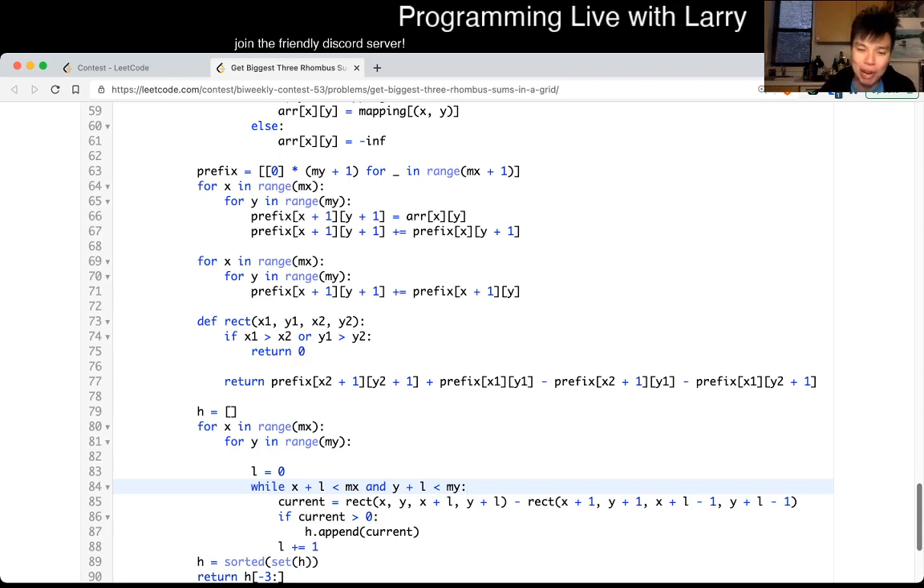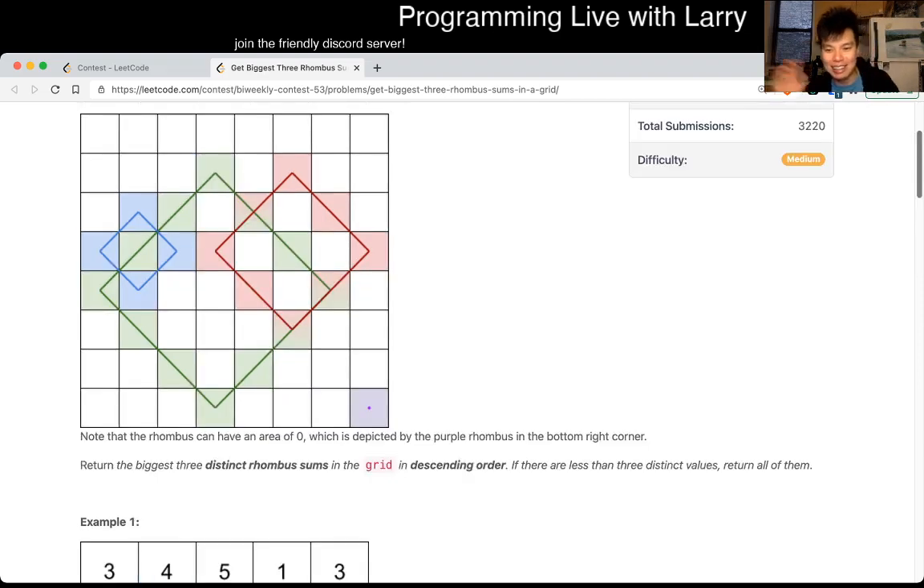So yeah, that's all I have for this problem. I hope that this was a fun illustration, even though I don't think this is the recommended solution. But yeah, you could watch me solve it live during the contest next.